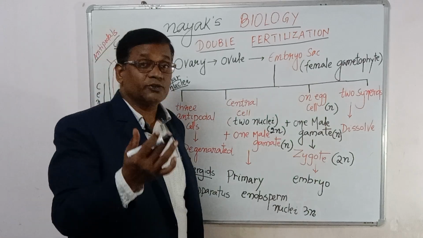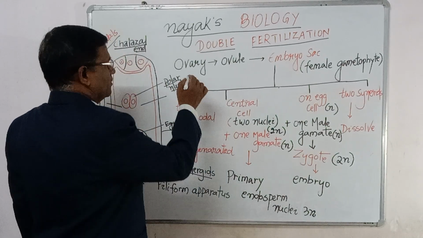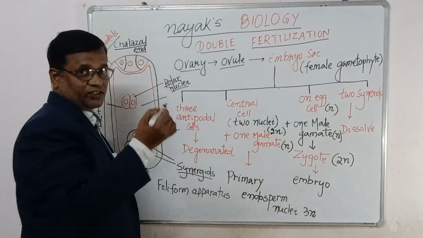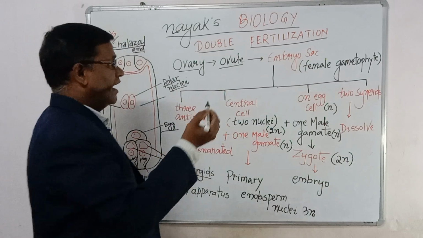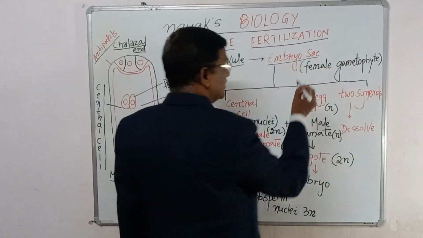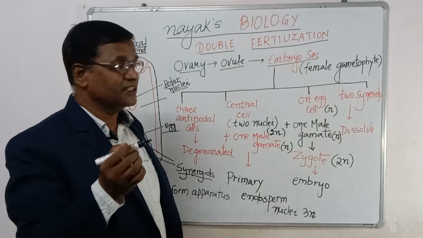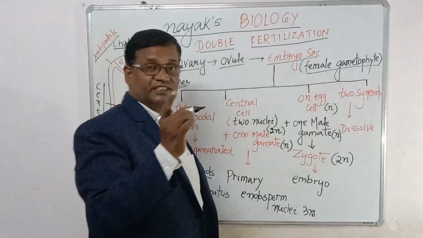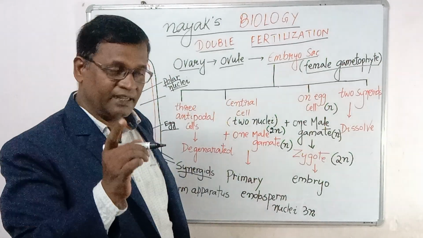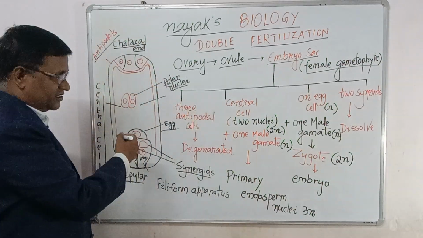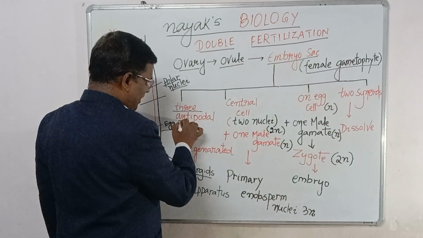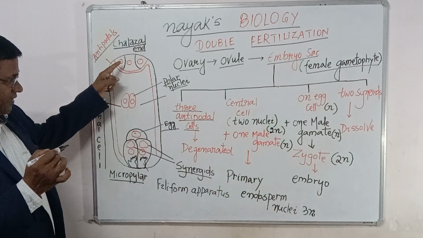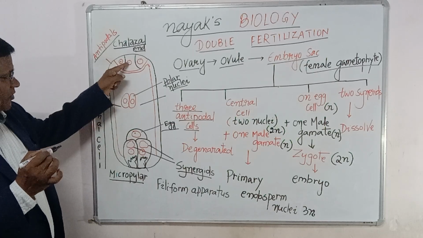Now we will try to understand in a flowchart. The ovary consists of the ovule, means inside the ovary the ovules are there obviously, and after that the embryo sac is there. This embryo sac is otherwise called the female gametophyte. Embryo sac is called the female gametophyte. Clear? Now we will see what cells we discussed here. First, three antipodal cells are there.